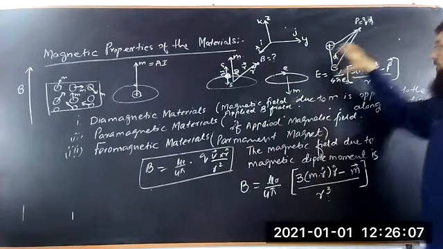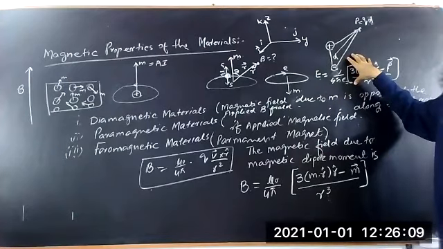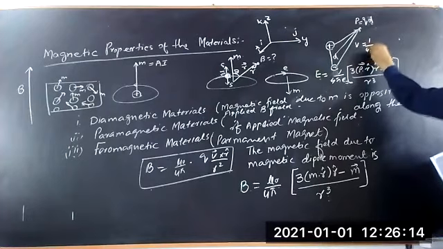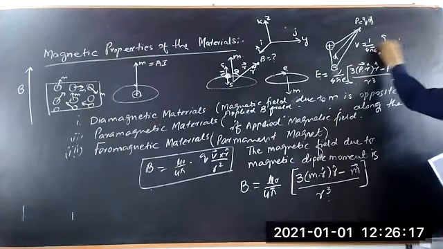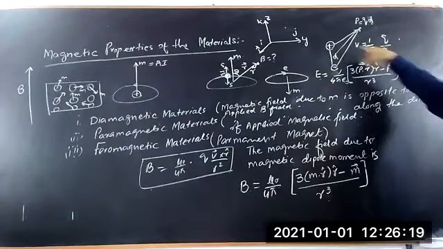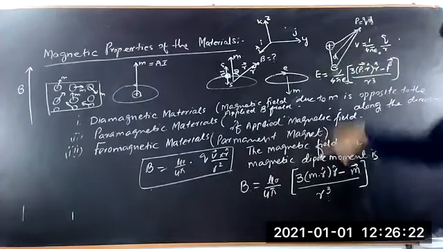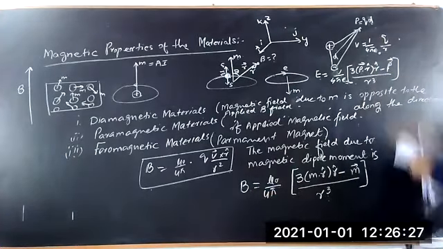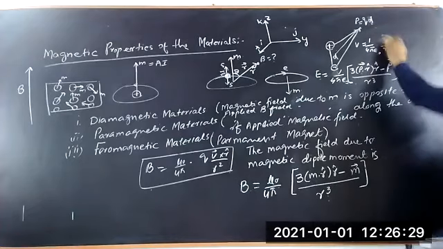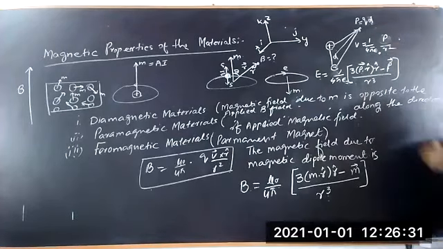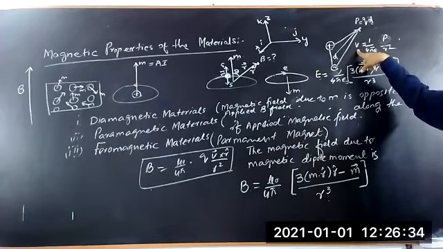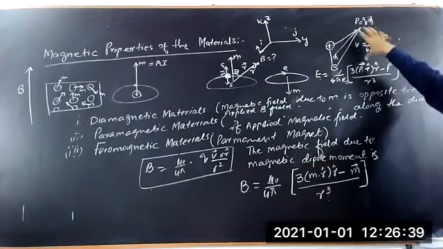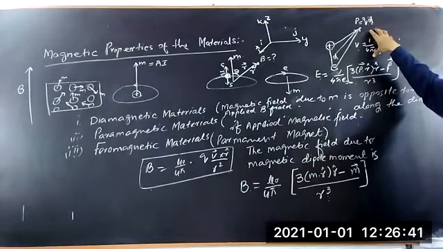You have an electric potential, and you know that electric potential is equal to 1 upon 4 pi epsilon naught Q upon R. This is the electric potential due to the charge. Similarly, the electric potential due to the dipole is equal to P upon R square, because P is the dipole. This is what you have discussed in chapter number 3 of your course.